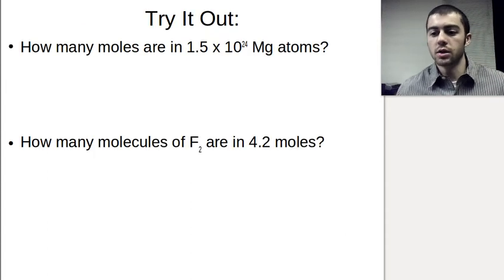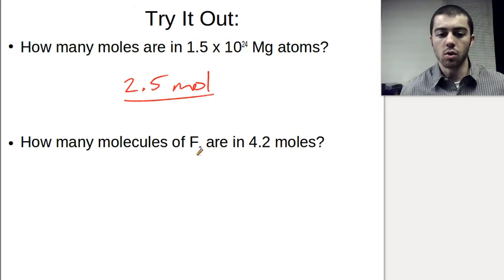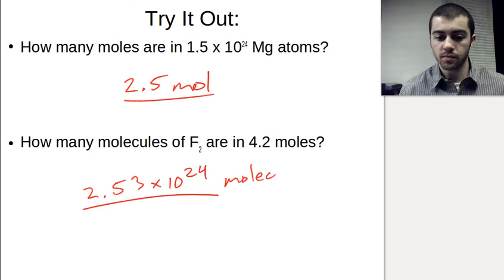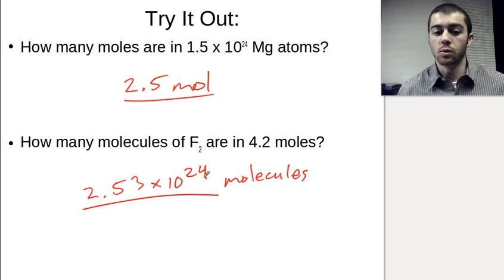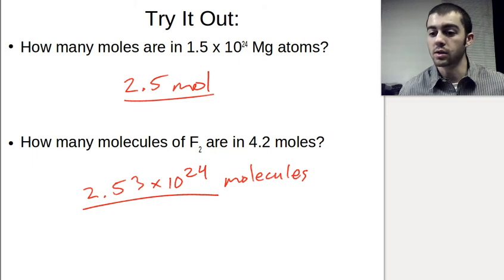So there's a couple of examples here that you can try out. If you'd like to pause the video and try these out on your own, I'll give you the answers. In 1.5 times 10 to the 24th magnesium atoms, there are 2.5 moles. And in 4.2 moles of fluorine, we have 2.53 times 10 to the 24th molecules. So if you happen to get these incorrect, go back to the first 2 examples, review the process, and try it again, and see if you can come up with these answers the next time.